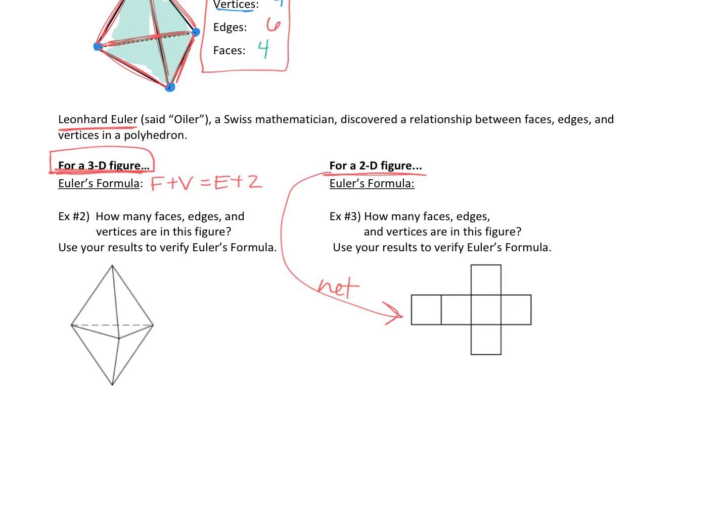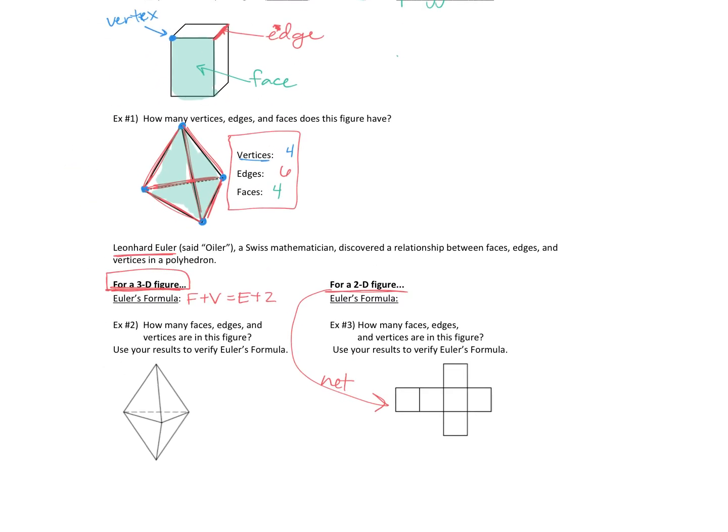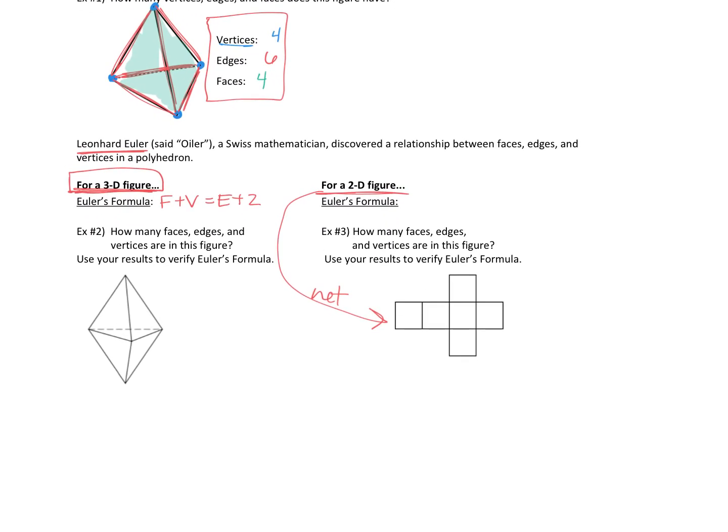Okay? So example 2 here says how many faces, edges, and vertices are in the figure, and then use that information to verify it with Euler's formula. So Euler's formula is going to be a way for us to check things. Sometimes we'll use it to find missing parts, but on this one we're just going to use it to do a check. Okay, so I'll try and use the same colors so I'm not mixing people up. So vertices and edges and faces.